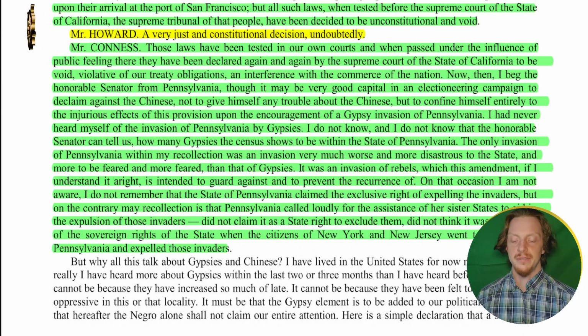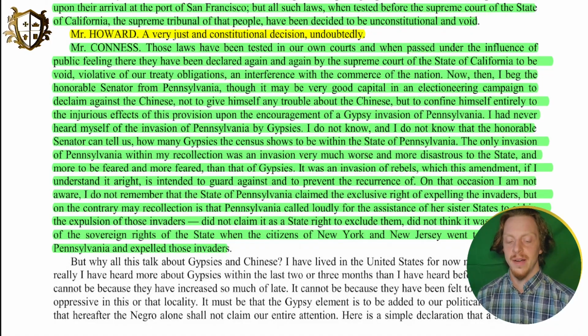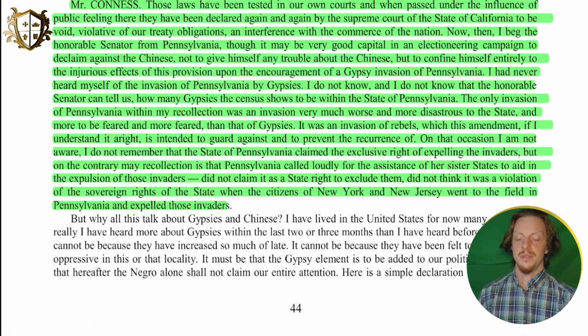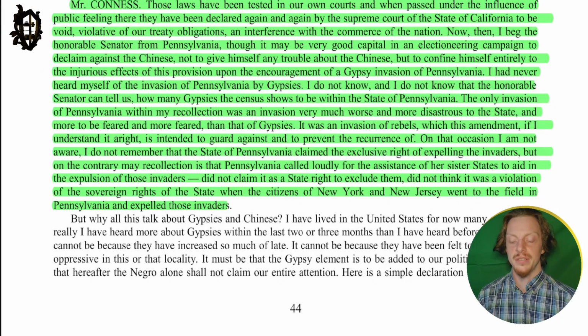Declaim against the Chinese, not to give himself any trouble about the Chinese, but to confine himself entirely to the injurious effects of this provision upon the encouragement of a gypsy invasion of Pennsylvania. I had never heard myself of the invasion of Pennsylvania by gypsies. I do not know, and I do not know that the honorable senator can tell us how many gypsies the census shows to be within the state of Pennsylvania. The only invasion of Pennsylvania within my recollection was an invasion by very much worse and more disastrous to the state, and more to be feared than that of gypsies. It was an invasion of rebels, which this amendment, if I understand it aright, is intended to guard against and to prevent the recurrence of.